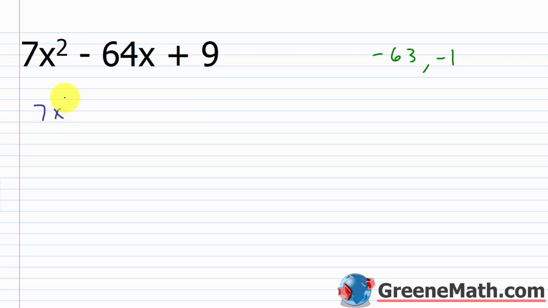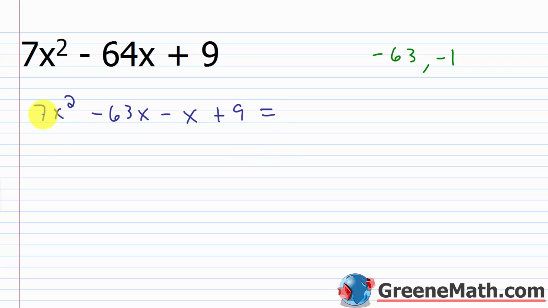So you would have 7x squared minus 63x minus x plus 9. I haven't done anything illegal. I just rewrote the middle term, negative 64x, as negative 63x minus x. All I did was expand it, okay? So now that it's a 4-term polynomial, we can use grouping, right?